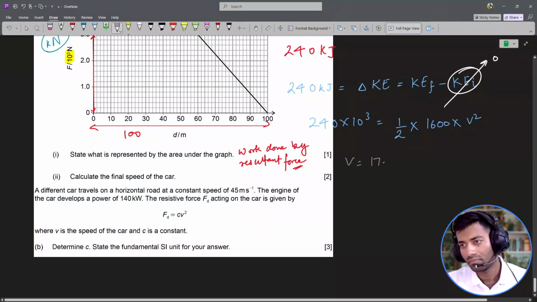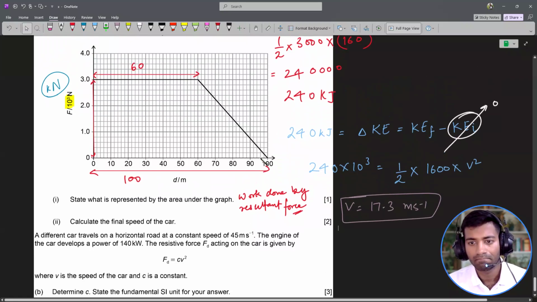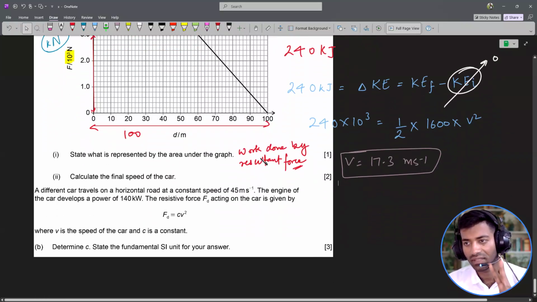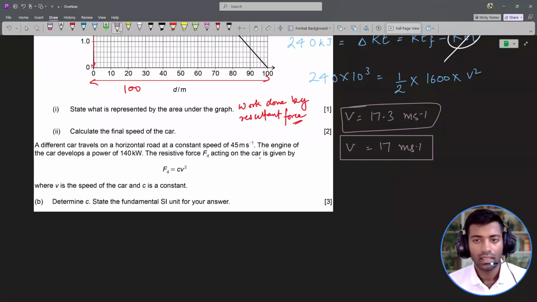This is 17.3 meters per second. Or since you are reporting the value to two significant figures, you can just say v is equal to 17 meters per second. Better. Let's move ahead.